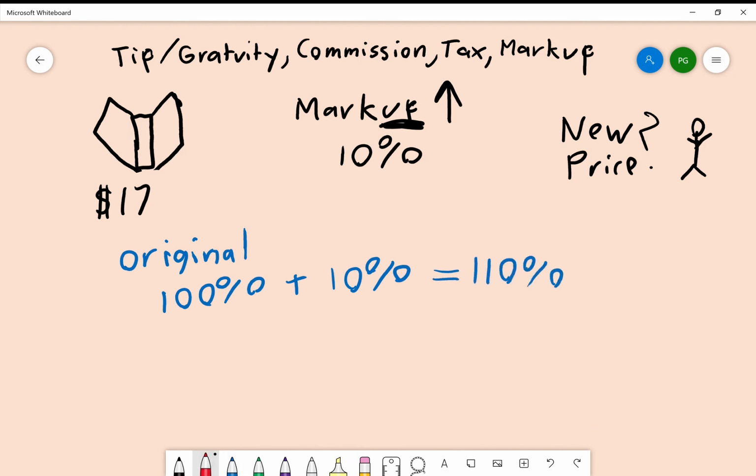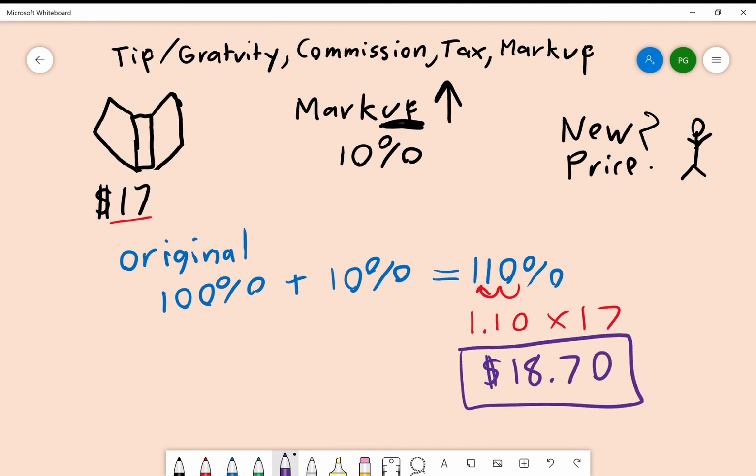Let's convert that to a decimal. Move the decimal point over 2 steps to the left. That becomes 1.10 times the original price of 17, which, when we do it, 1.10 times 17 equals $18.70. That's how much money Helen will pay as the new price for the book. Remember, the markup for a company, that's the money it makes in profit. That's the extra that it gets to charge you. And this is how much you would pay in total. Good luck.